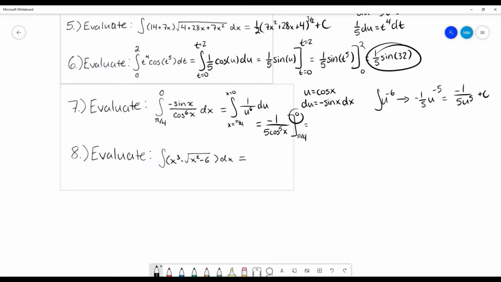Okay, and then plug in that upper bound. Cosine of 0 is 1. That to the power 5 is 1. Times 5 is 5, so that's negative 1/5. Minus now, cosine of pi over 4 is square root of 2 over 2. So then that's going to be this to the 5th, which gets a little ugly. I know it's whatever this to the 5th over 32 is, and then this bit times 5 because of that, and then that's all negative, so it turns into a plus sign.